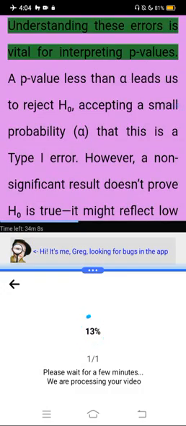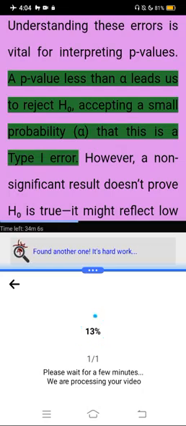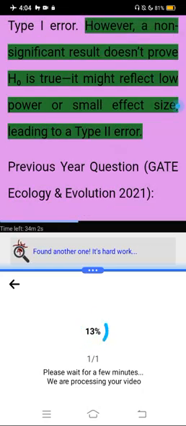Understanding these errors is vital for interpreting p-values. A p-value less than alpha leads us to reject H₀, accepting a small probability alpha that this is a type 1 error. However, a non-significant result doesn't prove H₀ is true. It might reflect low power or small effect size, leading to a type 2 error.